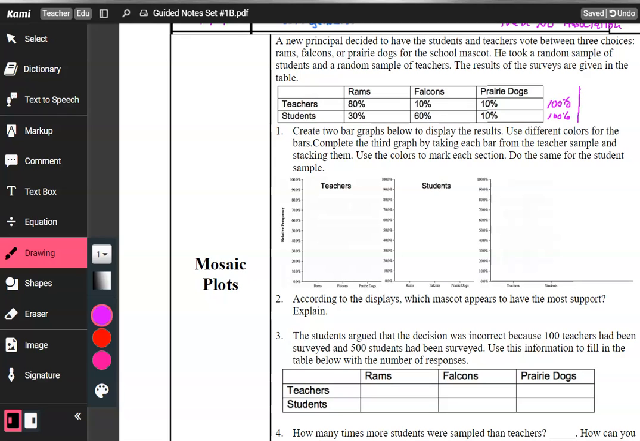Also, we see here that it says create two bar graphs below to display the results. Use different colors for the bars. Complete the third graph by taking each bar from the teacher sample and stacking them. Use colors to mark each section. Do the same for the sample.